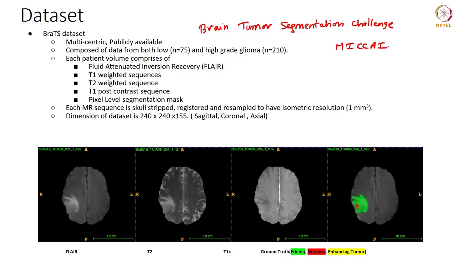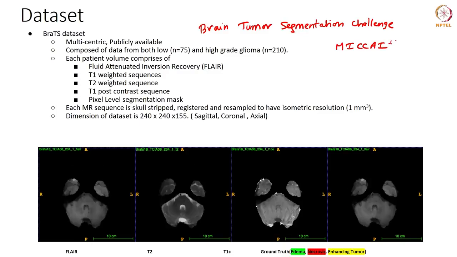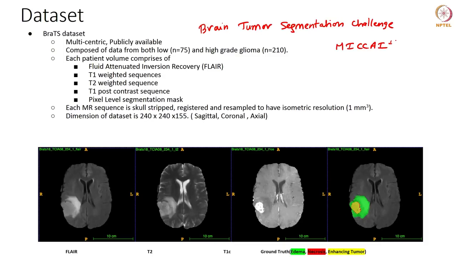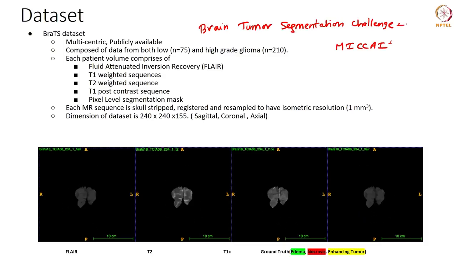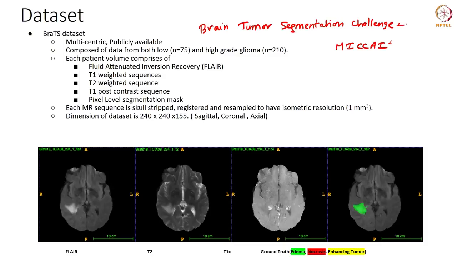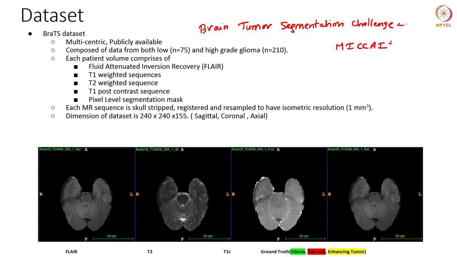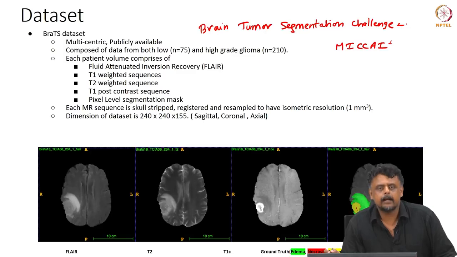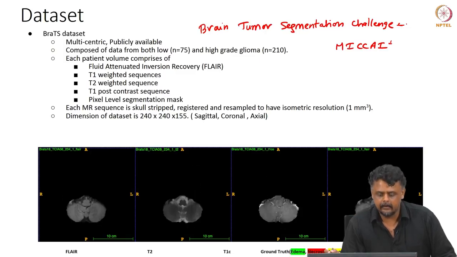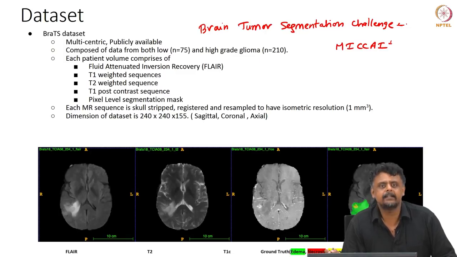It is one of the conferences for medical image analysis, and this is one of the more popular challenges. You get a lot of people entering it, trying to win that challenge. Its acronym is BRATS. The data set is publicly available. It is a multicentric data set.